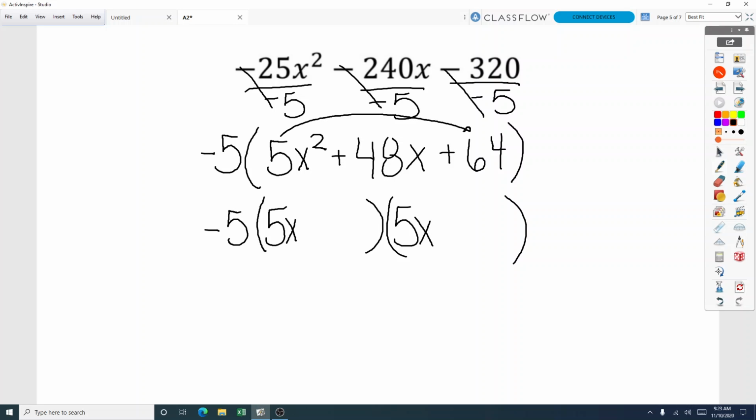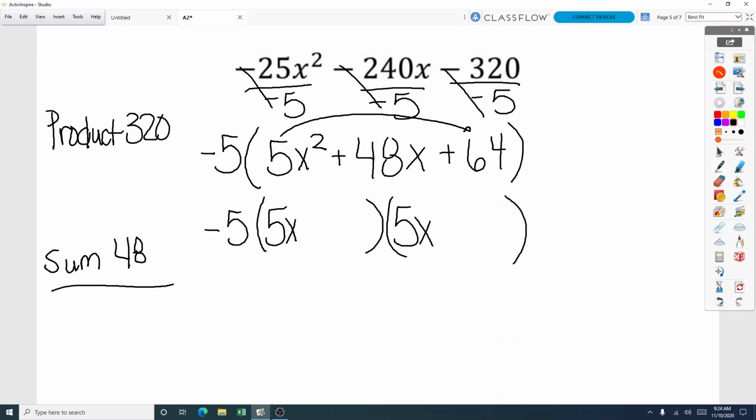So 5 multiplied by 64 is going to give me 320. So I'm looking for a product of 320 to give me a sum of 48. Okay, a product of 320 to give me a sum of 48. Now again, my product is positive, so that tells me that they're either both positive or both negative. Because my sum is positive, they are both positive.